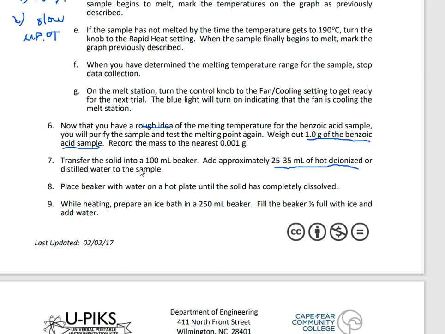Okay, well, that sounds like that's my recrystallization solvent, right? I mean, here we've got this product. This product we think is crude. It has impurity with it. And we are adding hot water to that sample with the hopes of dissolving it and freeing up the impurity that might be behind. Then it says, number 8, place the beaker with the water on a hot plate until the solid has completely dissolved.